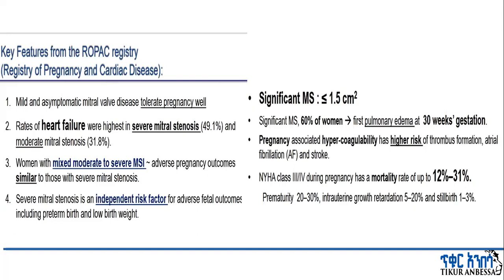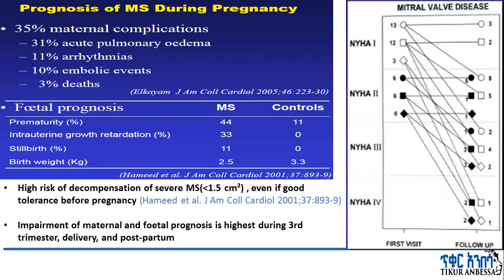And maternal mortality for severe MS is 3%, for moderate MS is 1%. But if severe MS patients have NYHA class 3, class 4 symptoms, the mortality will increase up to 31%. So we need to do interventions for that group of patients in the second trimester of pregnancy. And fetal complication is also high. Prematurity can reach up to 30%. IUGR and stillbirth is very high.